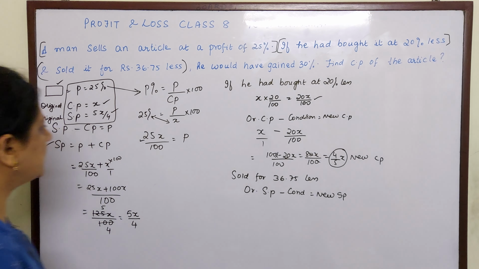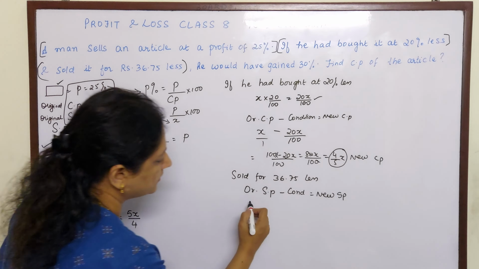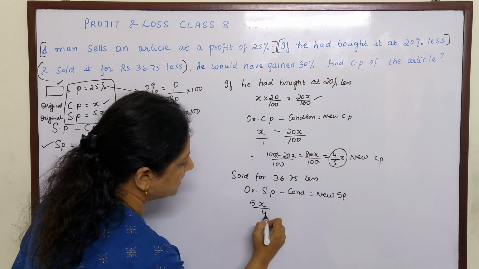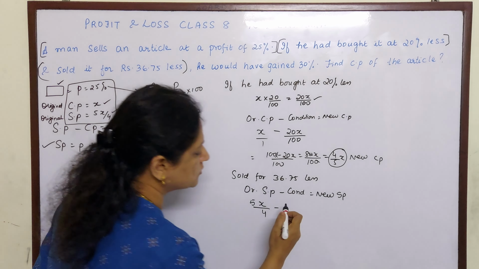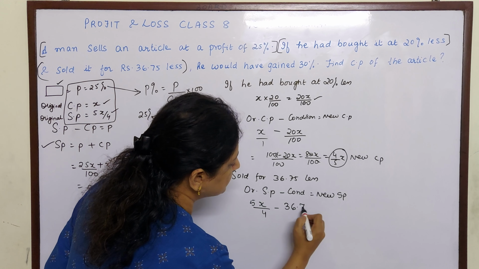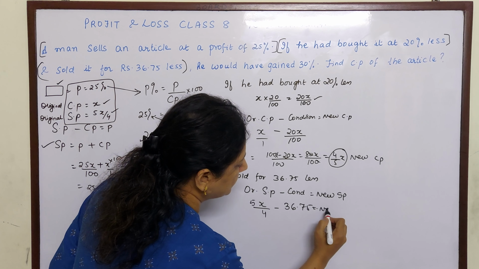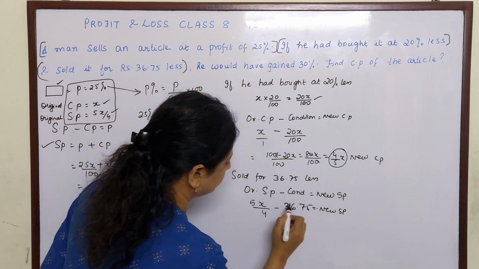Sold means, in the same way, original selling price minus this condition will give me the new selling price. What is the original selling price, children? 5x by 4, minus, what is the condition? It should have been sold for 36.75. So this is my new selling price.